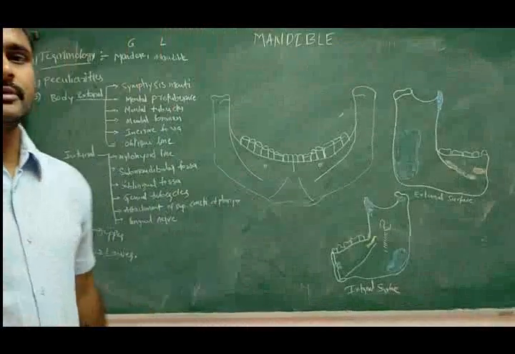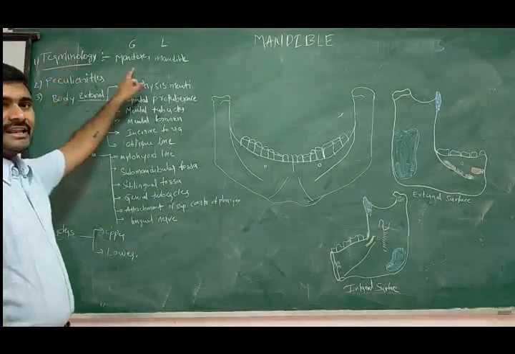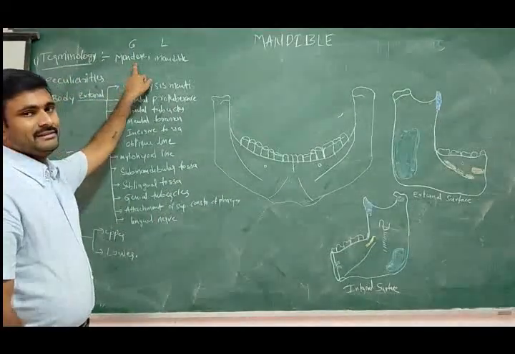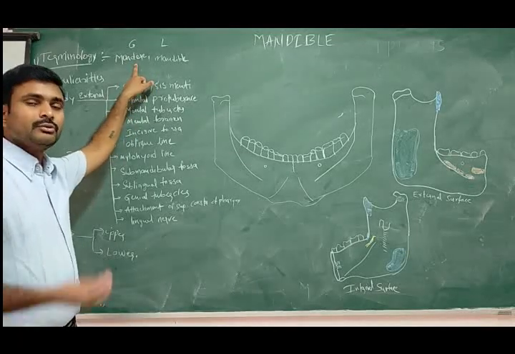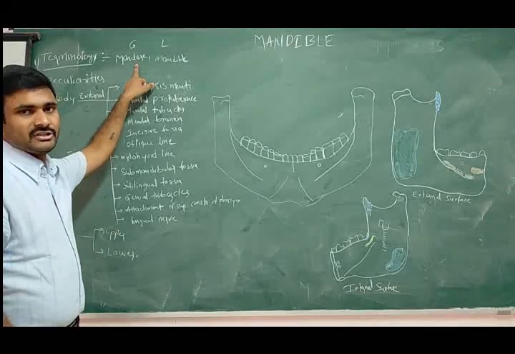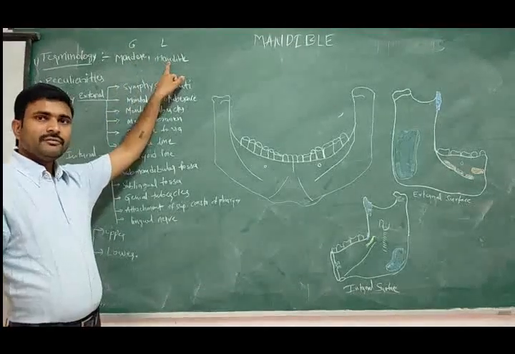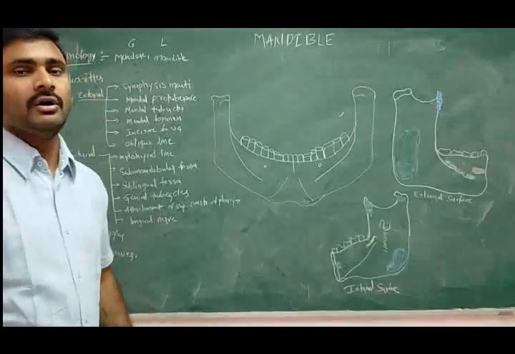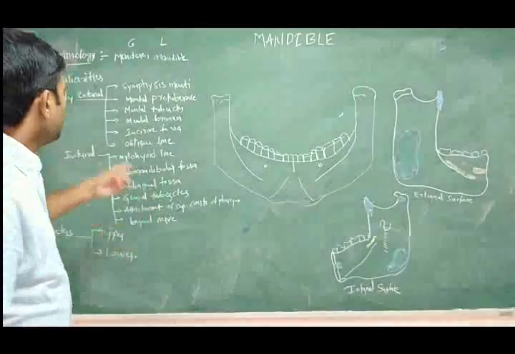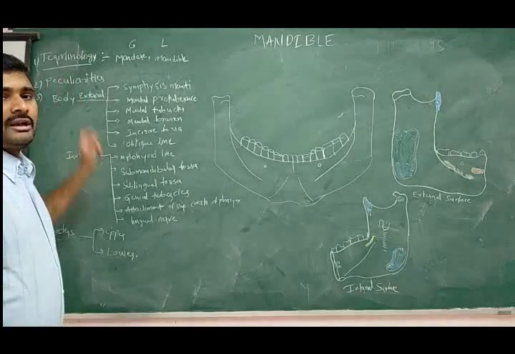So first, we are seeing the terminology. In Greek, it is called mandate, meaning mastication. We use it for eating, that is called mastication. And in the Latin word, we call it mandible. Mandible means the lower jaw skeleton. So, what are the peculiarities here?